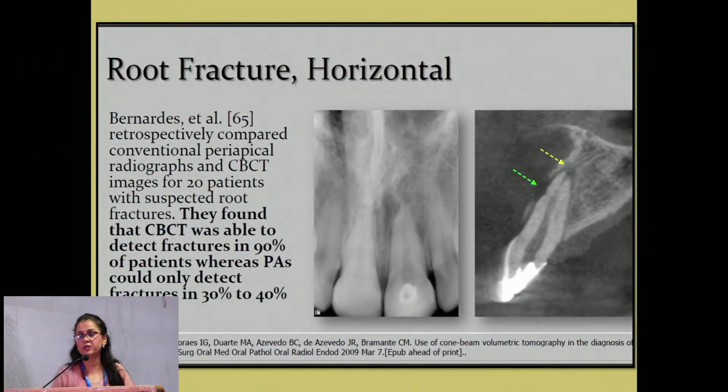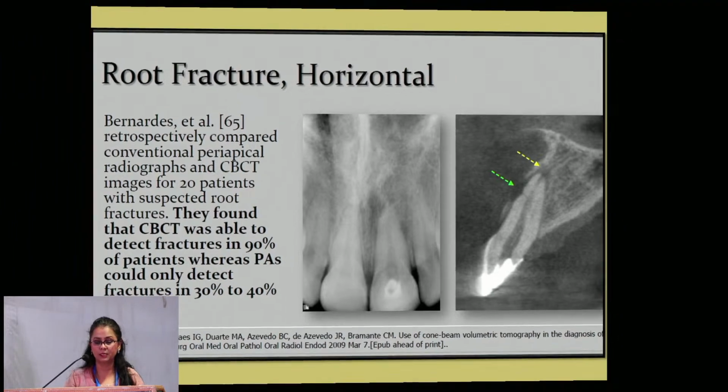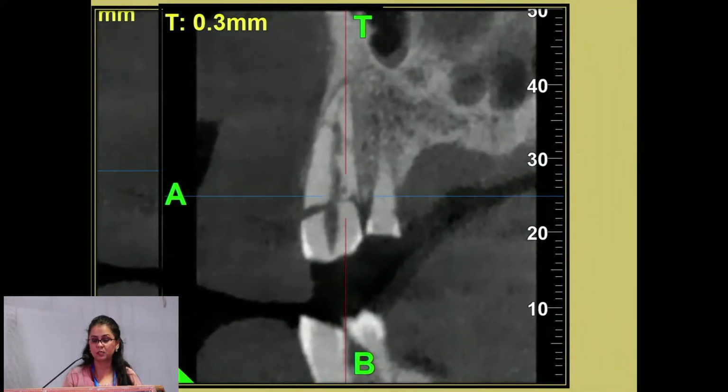The literature says that CBCT detects fractures in 90% of patients. Periapical radiographs would only detect 30 to 40% of the cases, whereas CBCT could detect 90% as far as root fracture or avulsions are concerned. This is a CBCT that I've taken, and here you can see there are multiple fractures. There is a horizontal fracture here.